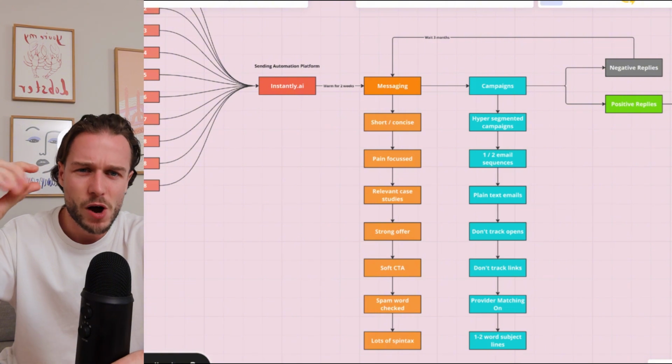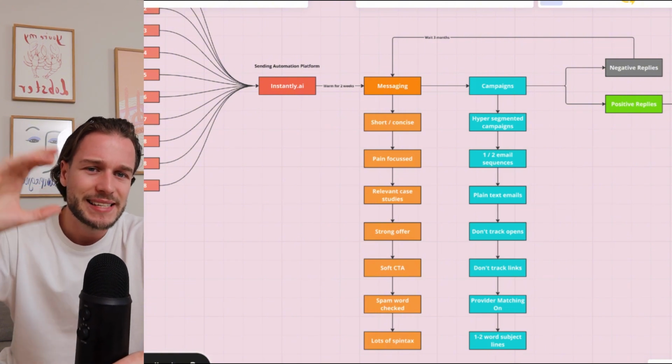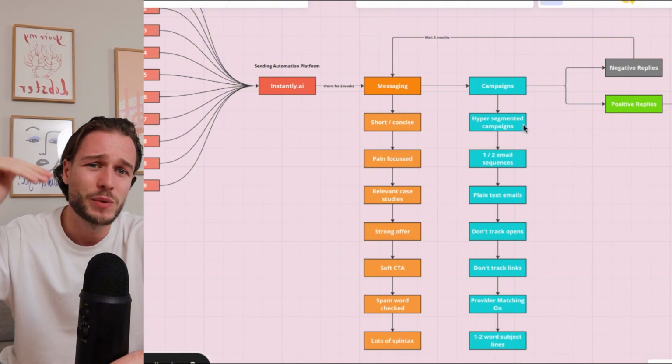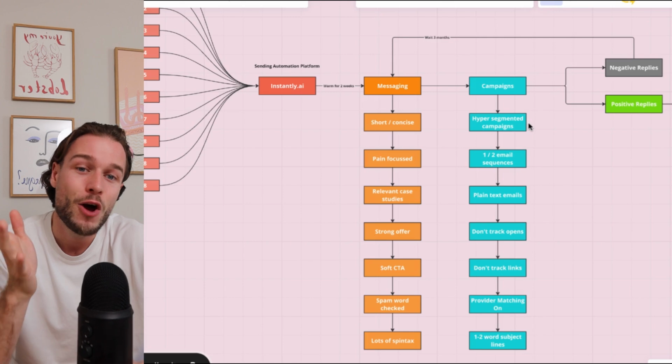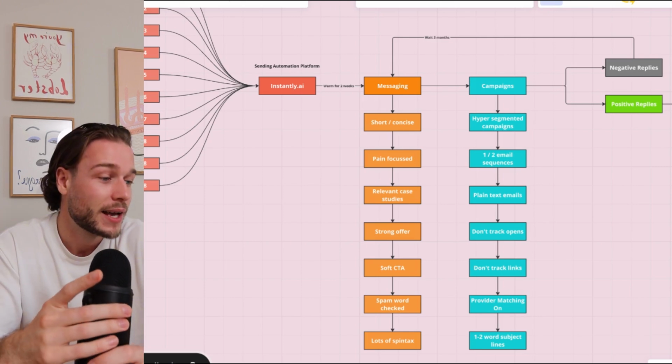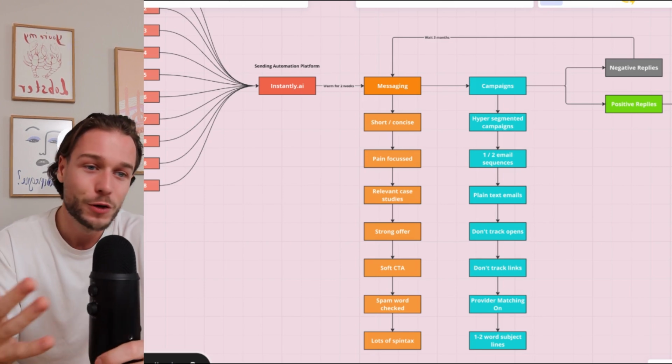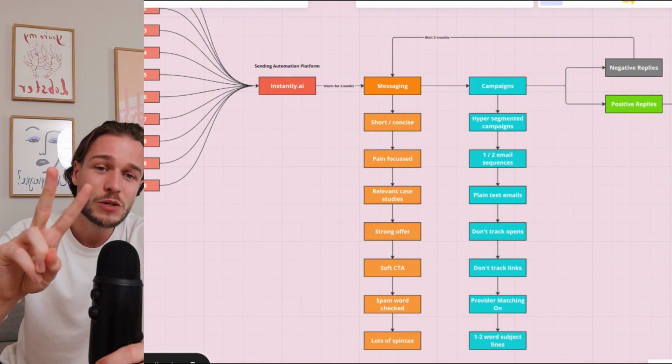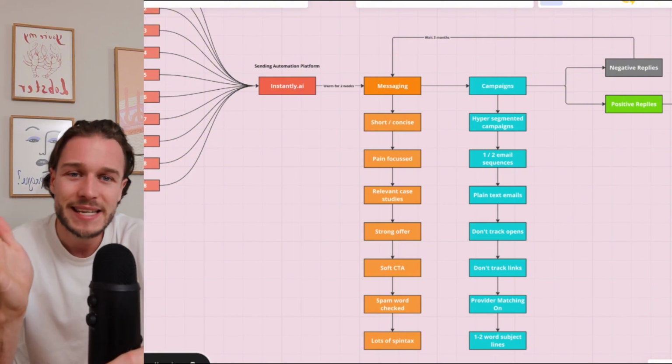So again, breaking your market down into those individual segments, within job titles, within pain points, and using relevant case studies within the market that you have for those people. One to two email sequences, so no more than that. We don't need any more than that.